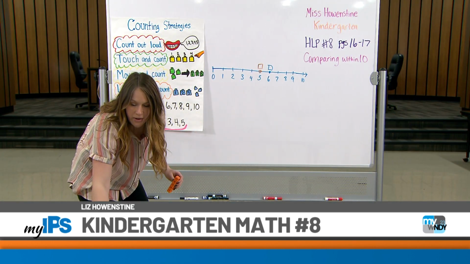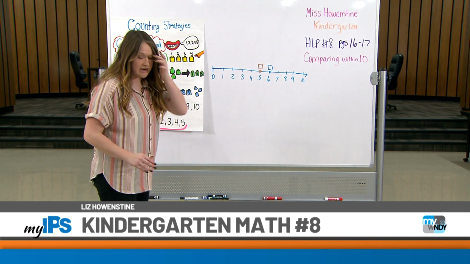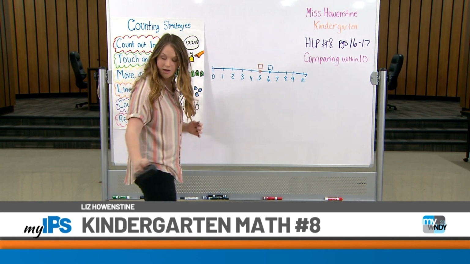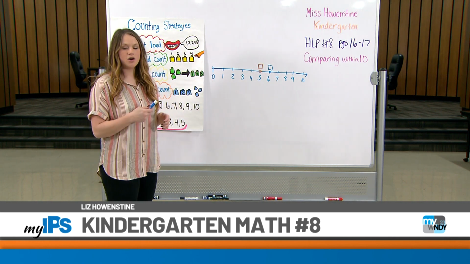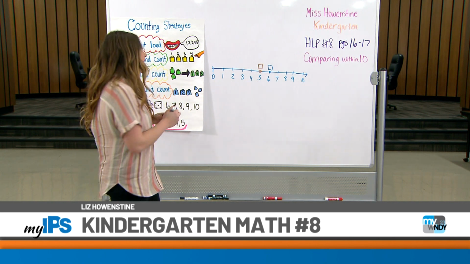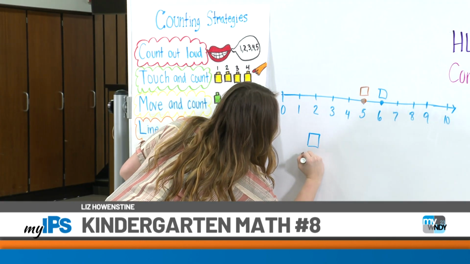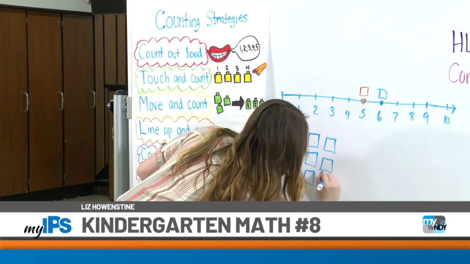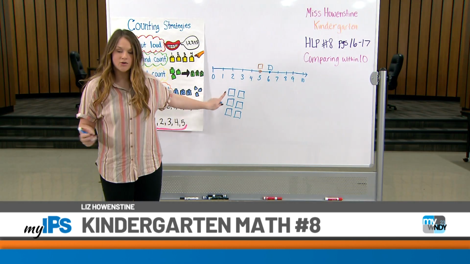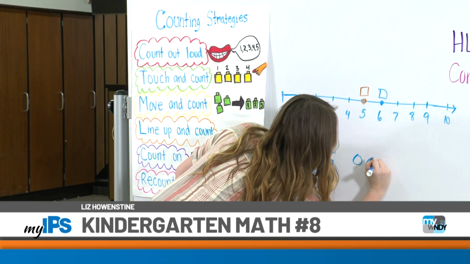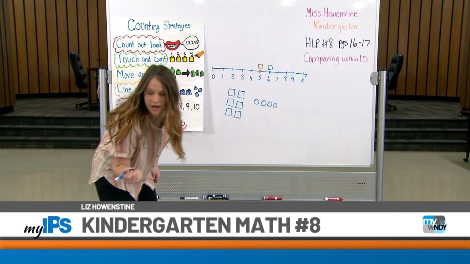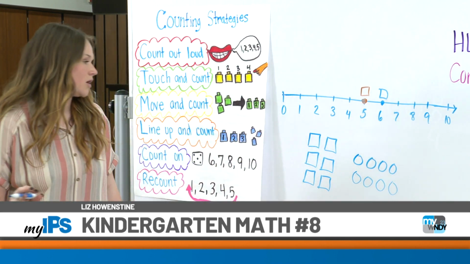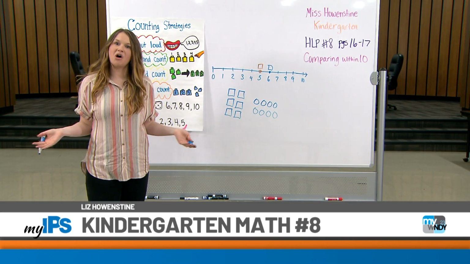So let's look into your packet onto page 16. If you look on page 16, you have some objects on there, okay? Let's look at the first example. You have some squares, so I'm going to draw these squares. And then you also have another group of objects, and you have circles. Then we need to figure out which one is the smallest amount.